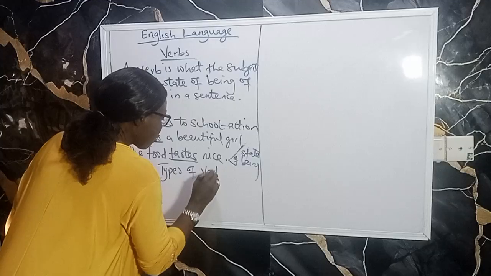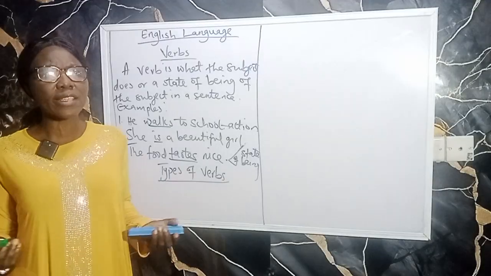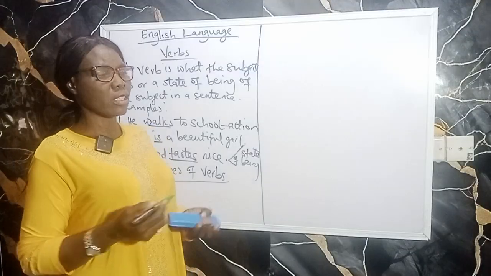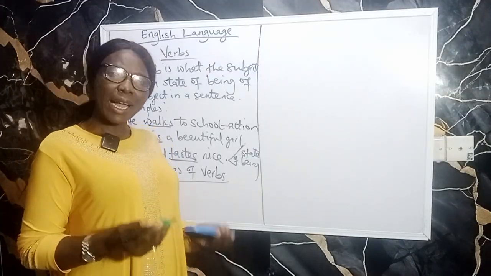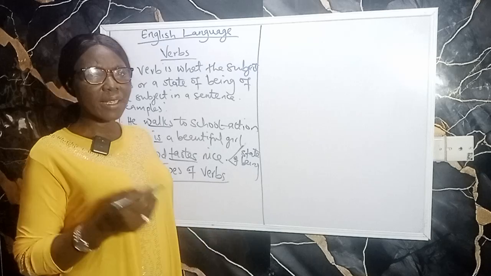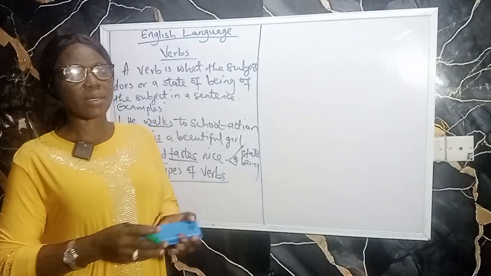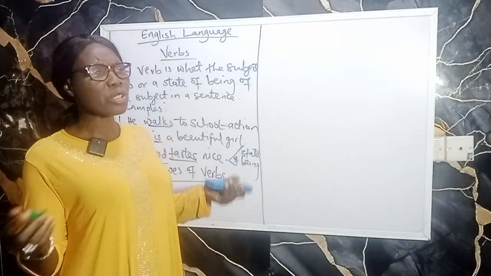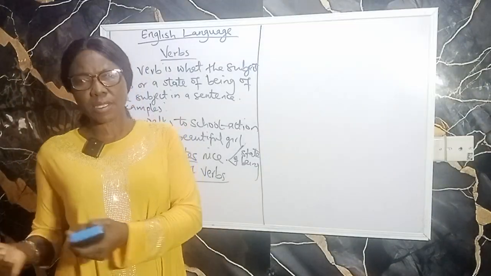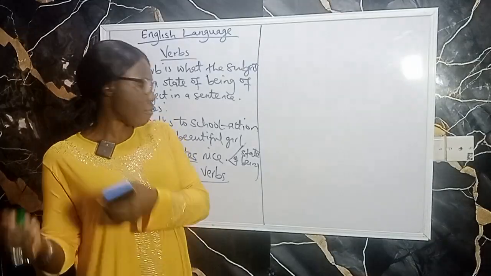Types of verbs. We can classify verbs into different categories. You can classify into lexical or main verbs and auxiliary verbs. You can classify them also into regular and irregular verbs or into active or passive verbs. But we want to look at lexical or main verbs and auxiliary verbs.